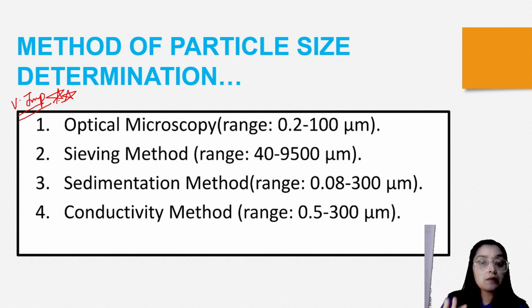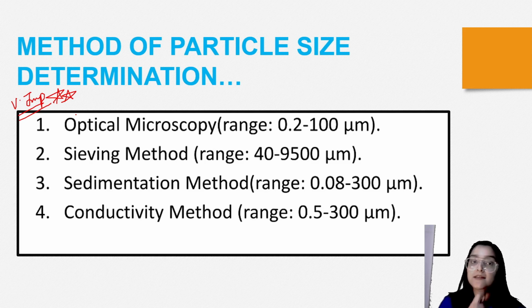The optical microscopy is one method, the sieving is the other method, the sedimentation is the other method, and the conductivity is the other method. Okay, all these four methods along with the range that have been mentioned are very, very important from your exam point of view. Kindly note this thing down.